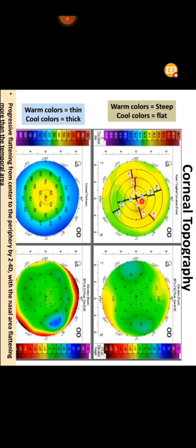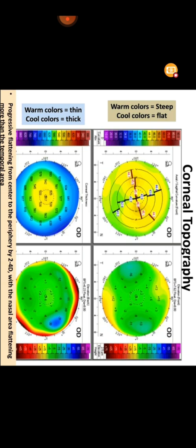Okay, so I'll continue with this. You can see this is the curvature area, which is very well written here in the front. This is the sagittal curvature that is being shown. So it is better you go only with the axial, that is the front area, the sagittal curvature. If you see red areas, it means that there is steepness. And if you see cool areas, that means there is flatness. So this is very important when you are checking with corneal topography.